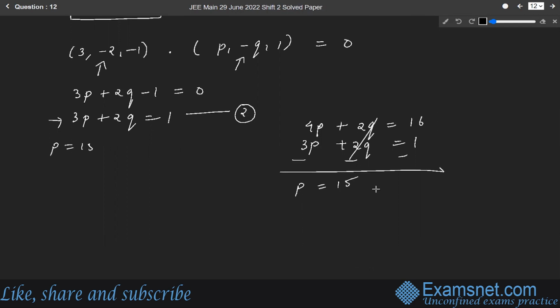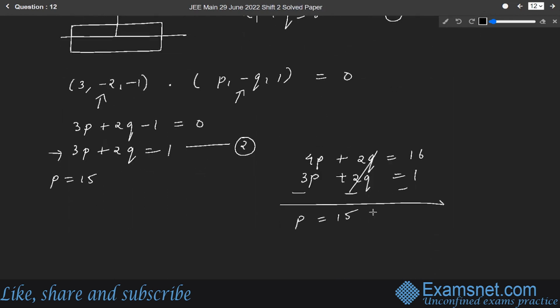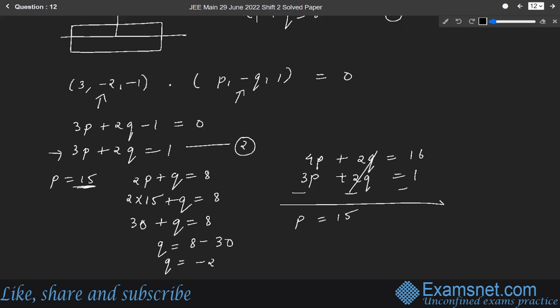So we have the value of p. What is p? P is 15. Now let us put this value of p in equation 1. What is equation 1? 2p plus q is equal to 8. So when we put the value of p here, we will get the value of q. So 2 into p, 2 into 15, since p is 15, plus q is equal to 8. 2 into 15 is 30. 30 plus q is equal to 8. So q will be equal to 8 minus 30. So what is the value of q? Q is minus 22.